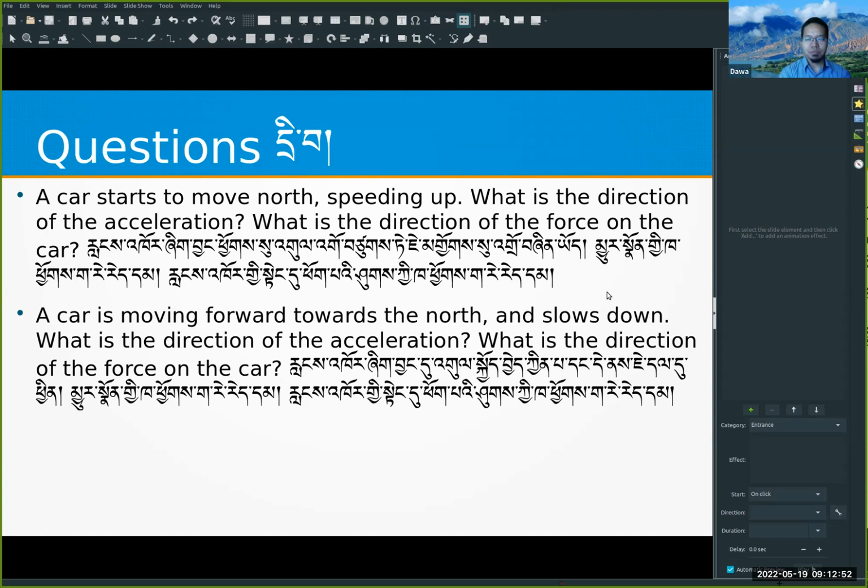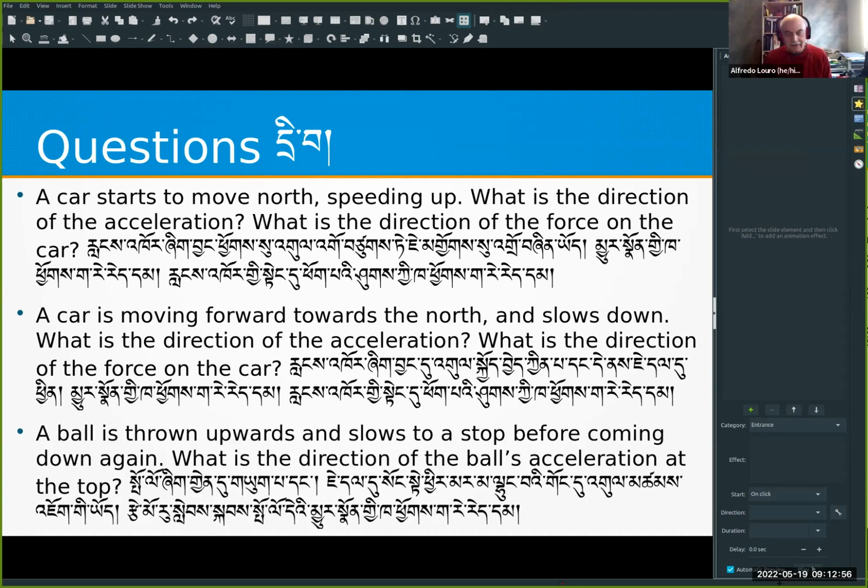Okay, here's another question. So now we're looking at a ball. It's very similar to the situation we discussed yesterday. There's a ball, it's thrown upwards, and gradually it slows down until it stops before coming down again. And it stops just for a very, very brief instant.